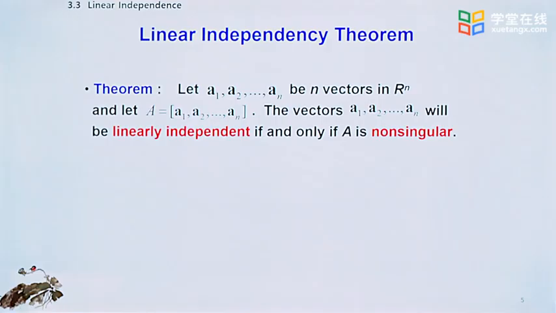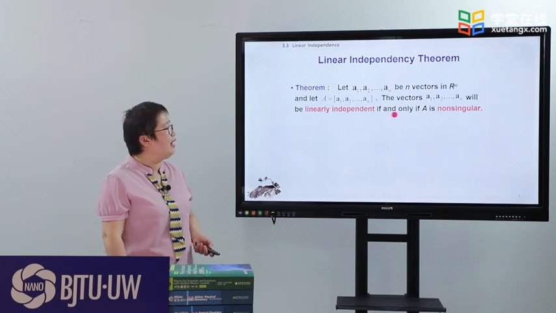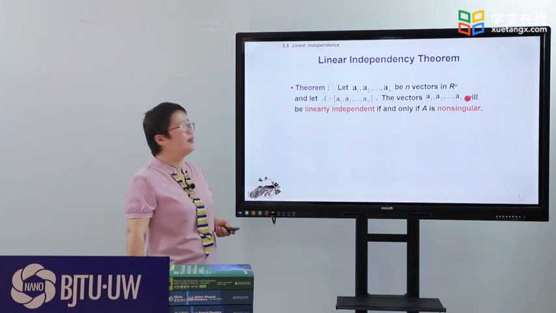And this theorem tells us that let A1, A2 till An be n vectors in Rn, and let A be composed by these n column vectors. The vectors A1, A2 till An will be linearly independent if and only if A is non-singular. This one just comes from the previous one. Okay, we change linearly dependent to linearly independent here and singular to non-singular here.